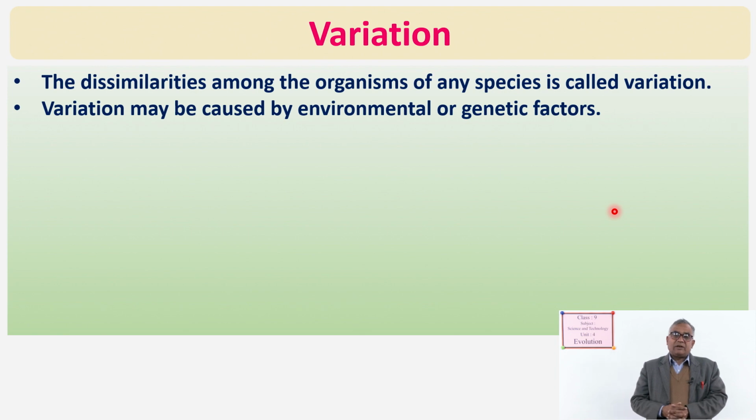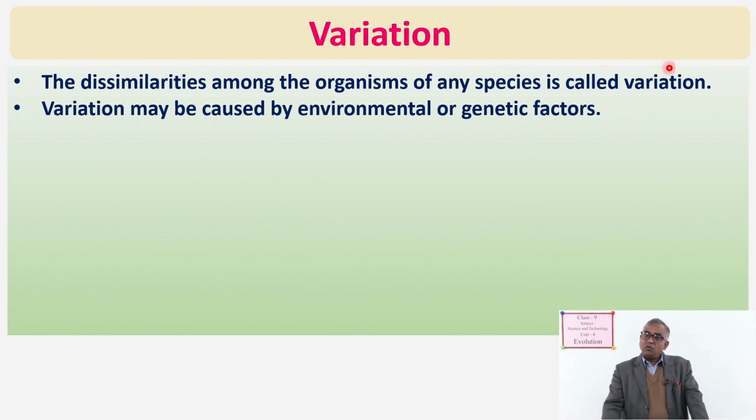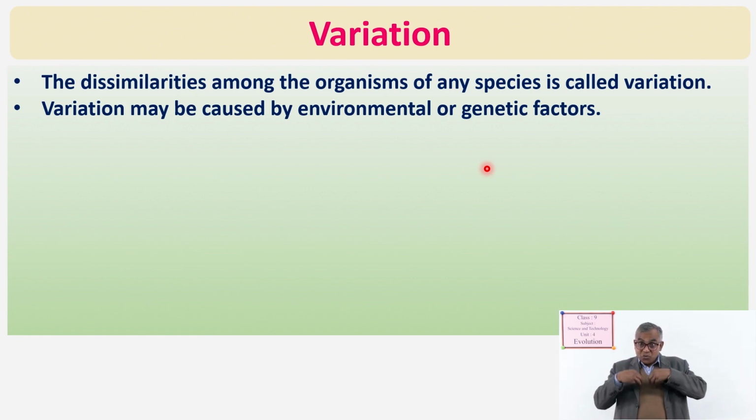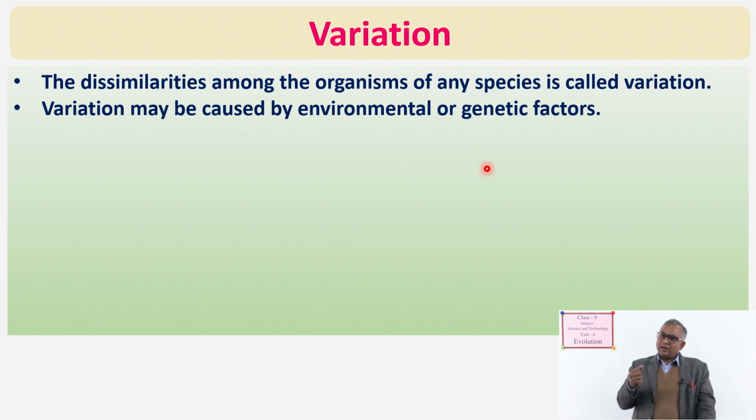What is the cause of variation? Variation may be caused by two factors mainly. One is environmental factor, another one is genetic factor. Environmental factor, you can say, is climatic condition, and food, which is also obtained from the environment. So these things are environmental factors. Machines also may cause differences.